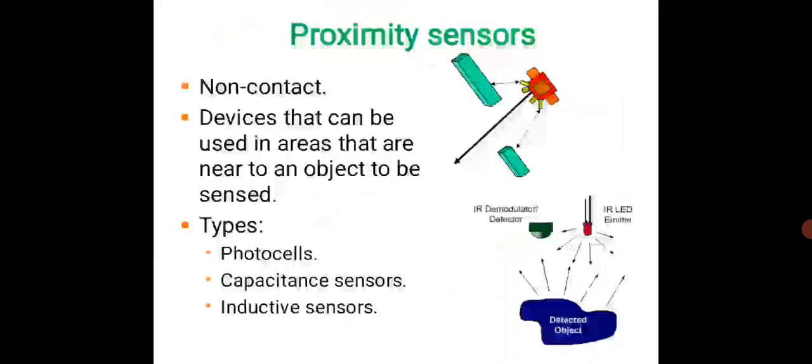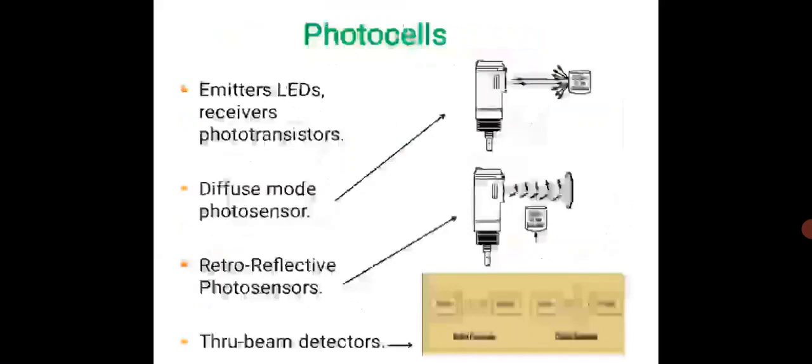So good examples are photocells, capacitive sensors, inductive sensors. You can see in the picture we have an IR detector and an IR LED emitter. The LED will emit and similarly the detector will detect this light, and obviously this is related to the detected object. Here you can also see the photocells, where again there is a pattern of LEDs and receivers, which are phototransistors. And we have different types over here. In the last one, it is a through beam detector, where the beam gets interrupted and this gets detected.